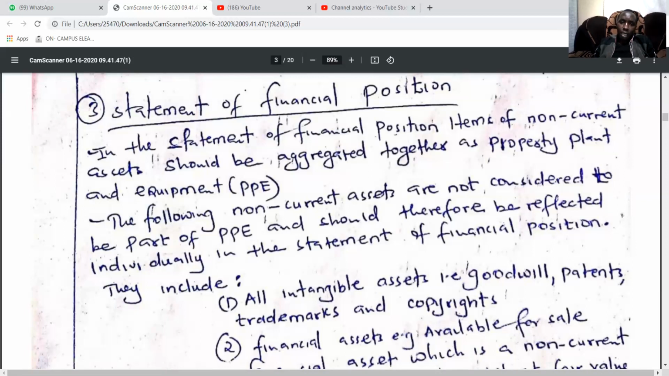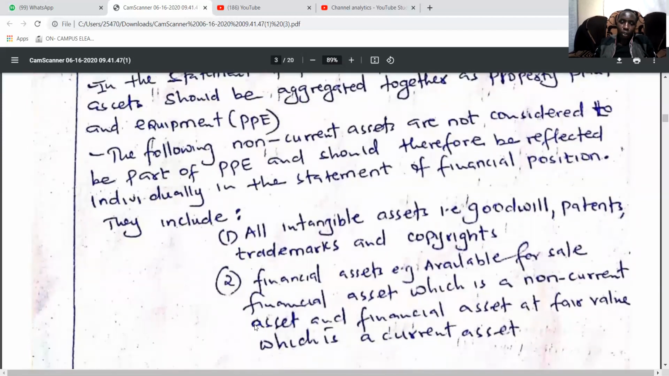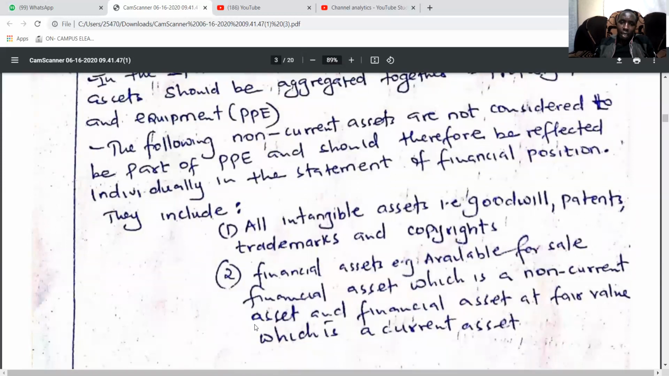So the other non-current assets are not considered to be part of PPE and they should therefore be reflected individually in the statement of financial position. Which are these assets which are shown independently? So the intangible assets, things like goodwill, patents, trademarks, and copyrights.